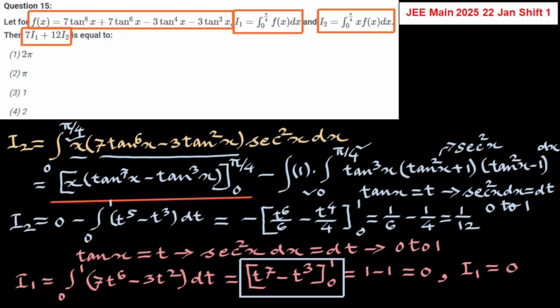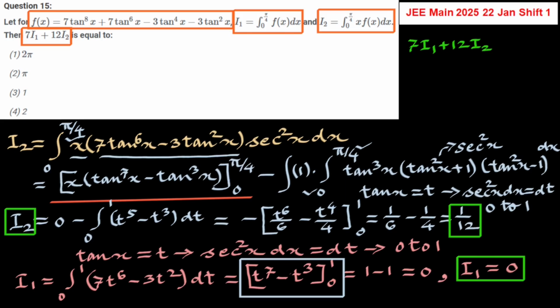This is I2. Now we have I1 equals 0 and I2 equals 1 upon 12. So 7I1 plus 12I2 will become 0 plus 12 into 1 upon 12, 1. Hence, the correct answer option here is 3, 1.